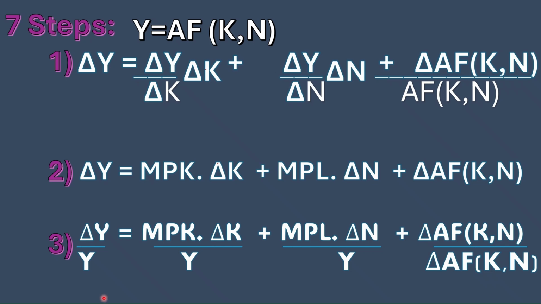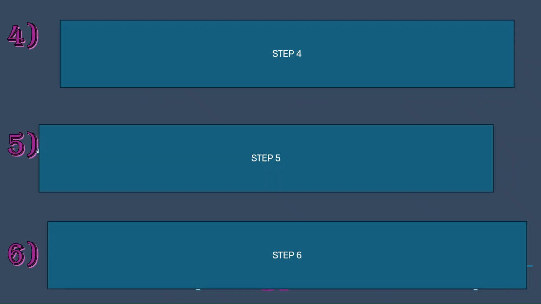Step 3. All we're doing is we're dividing by Y, and here we're going to divide by AFKN. It's a slight error here. Do not put the sign. The sign will only go on the top, so it's just AFKN there. Okay, let's continue. All right, so now we go on to step 4.